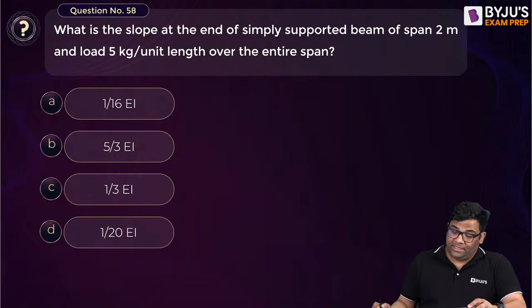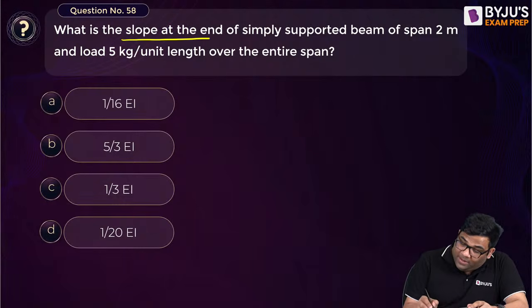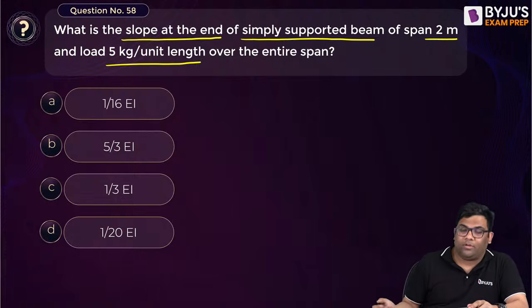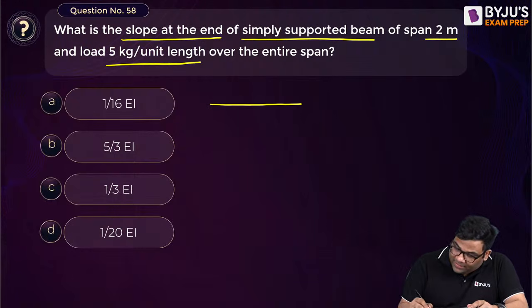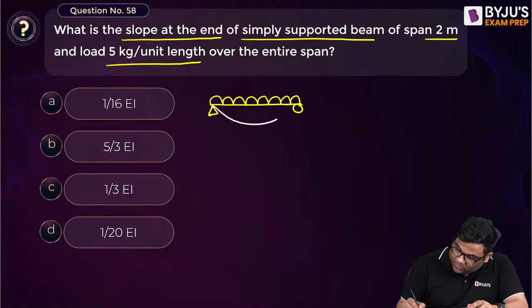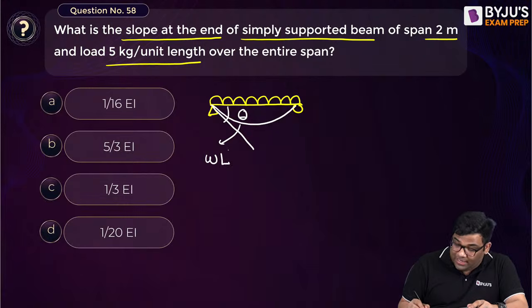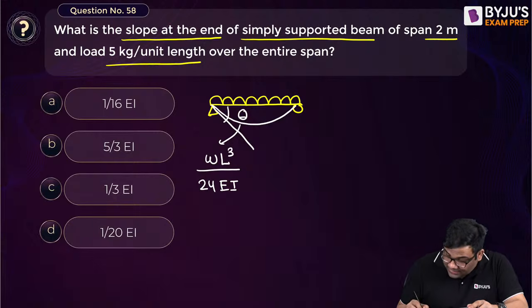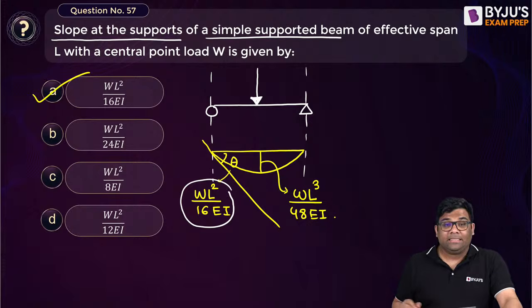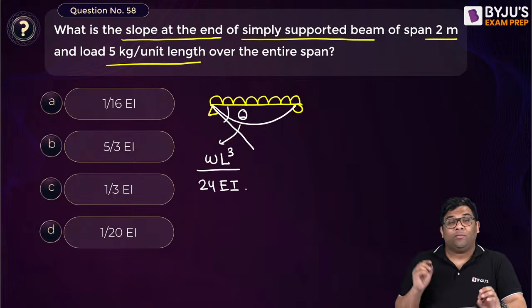Here we have to find the slope at the end of a simply supported beam of span 2 meter, and this is the load. We have a UDL acting. When you have a UDL acting and we are asked the slope, what is the slope here for UDL? The UDL slope is WL cube by 24 EI. Yes. For the point load it is WL square by 16 EI, and for this it is WL cube by 24 EI.